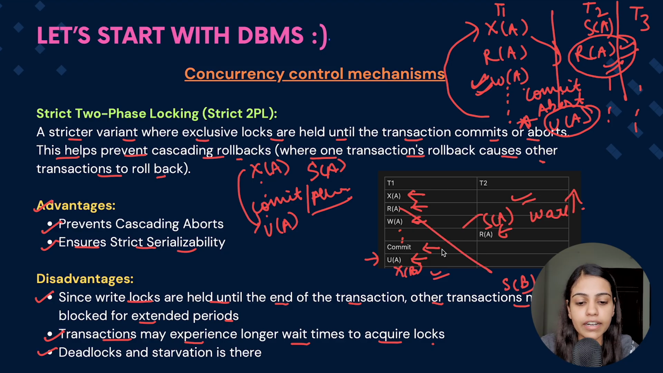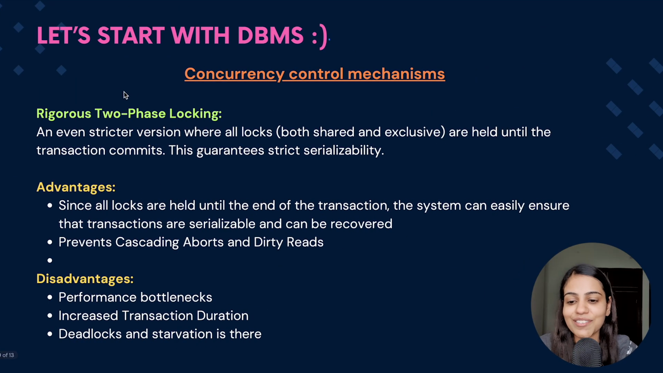So there can still be a deadlock and a loop, because all the other transactions are interdependent on each other for them to be unlocked. So here we can see that there are still some disadvantages persisting. There is one more stricter version of strict two-phase locking, that is rigorous two-phase locking.